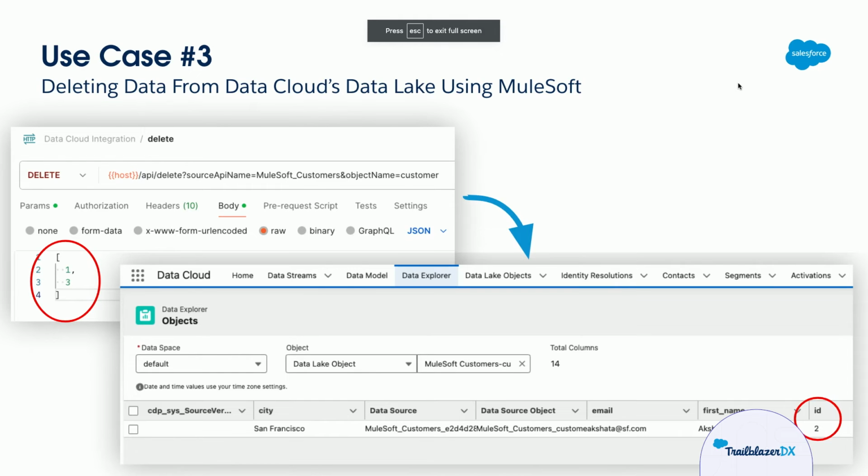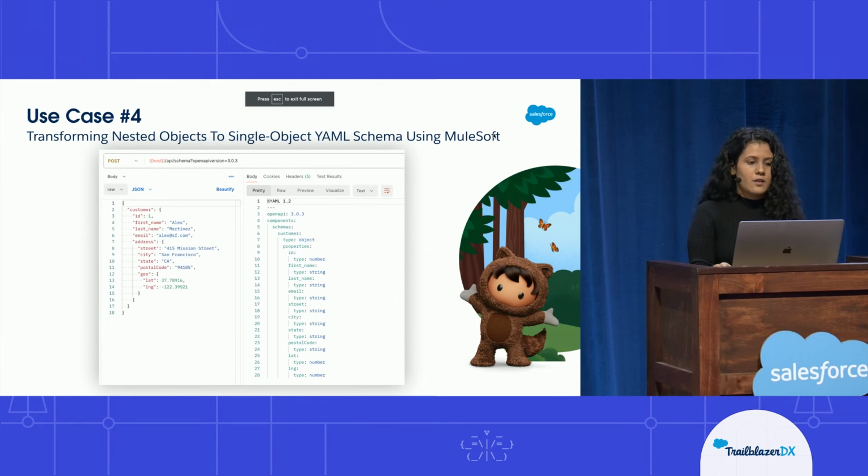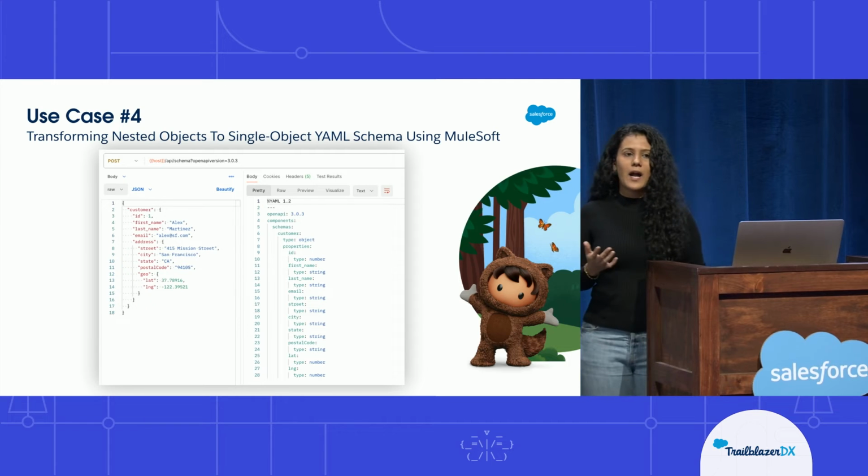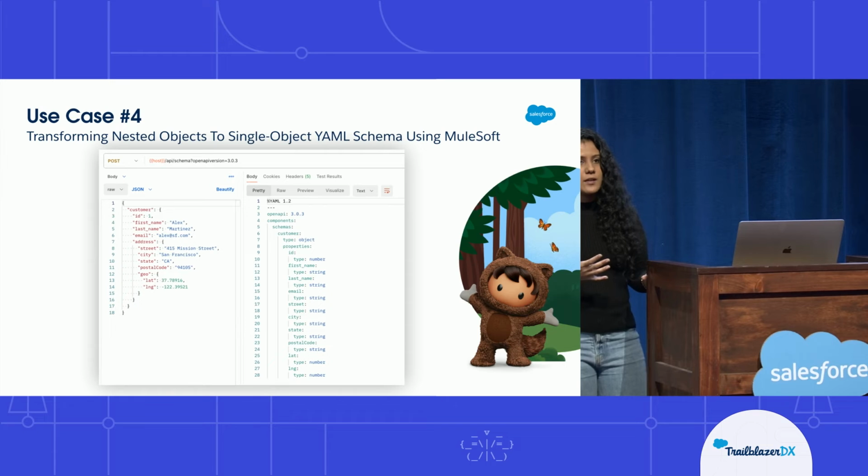Moving on with the fourth one: transforming a nested object to a single object YAML schema using MuleSoft. Whenever you're working with Data Cloud, you actually need a nested YAML file in OAS format. And creating this file is usually difficult.